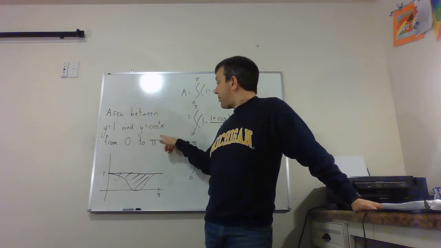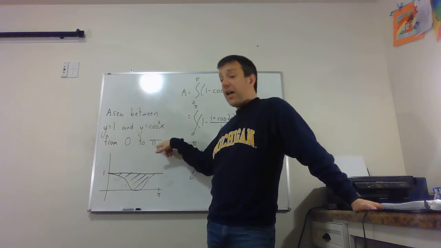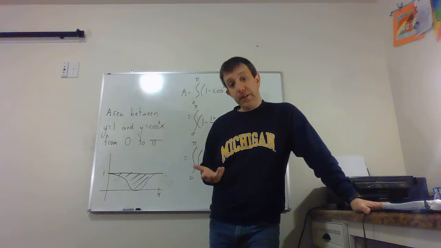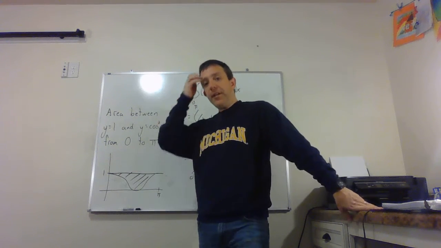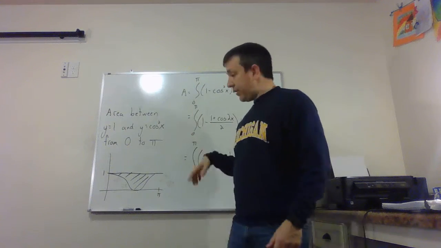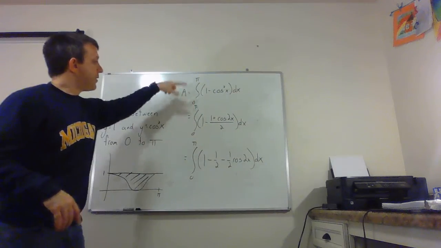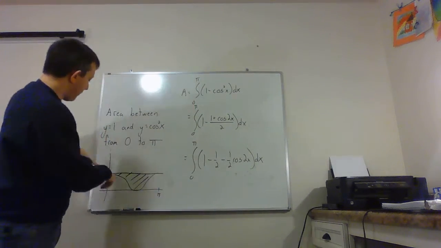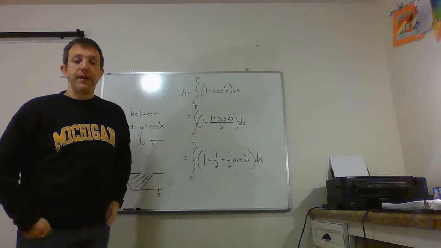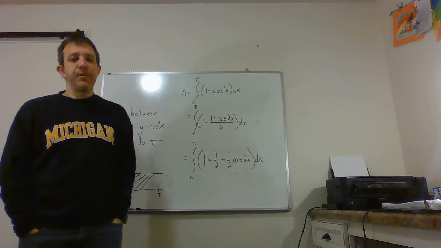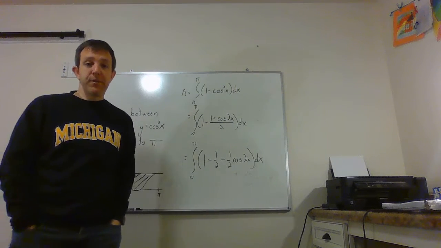And importantly, cosine is 1 at 0 and -1 at pi. And if you square -1, you get 1 again. So we actually have equality here at either end. But we're going to just find the area. It's going to be the integral from 0 to pi of 1, that line on the top, minus the cosine squared of x dx.